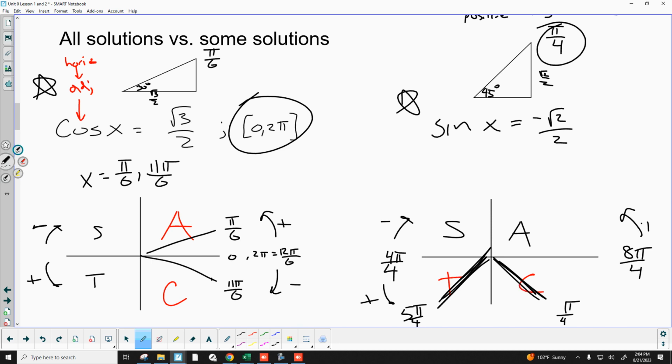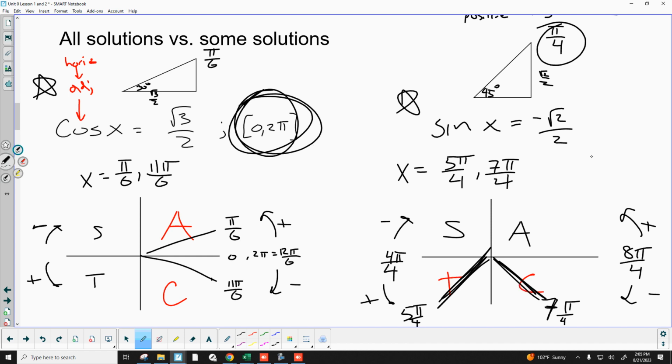Add, subtract. You could say this is negative pi over 4, sure, but that's not between 0 and 2 pi. So instead, we'll go all the way around to 8 pi over 4, subtract the pi over 4, and we realize it's 7 pi over 4. So 5 pi over 4, 7 pi over 4. Now, if we wanted just our solutions from 0 to 2 pi, boom, that's it.